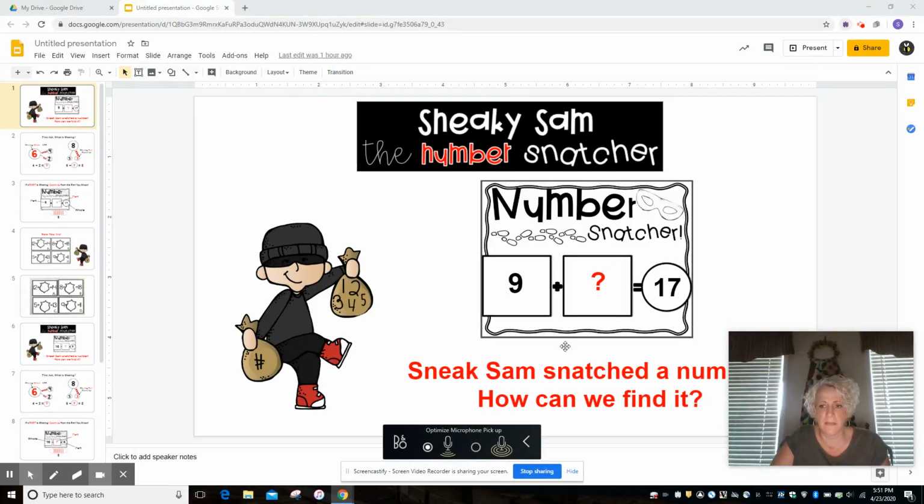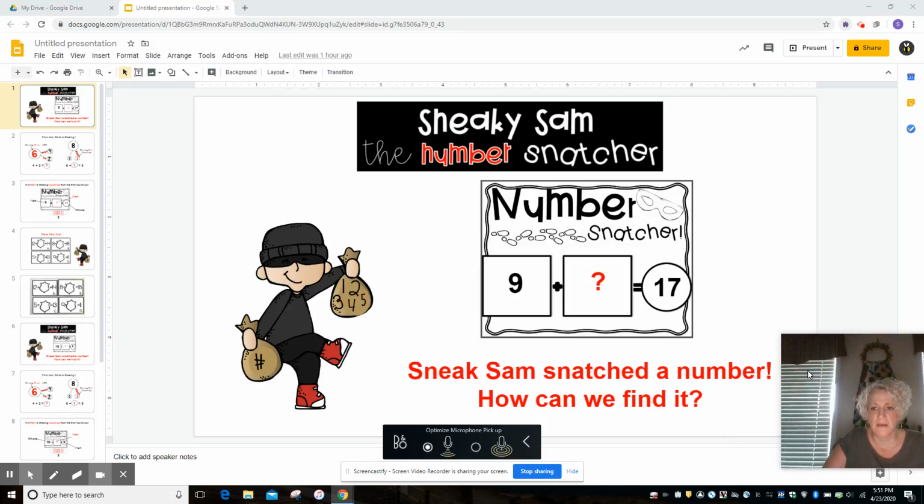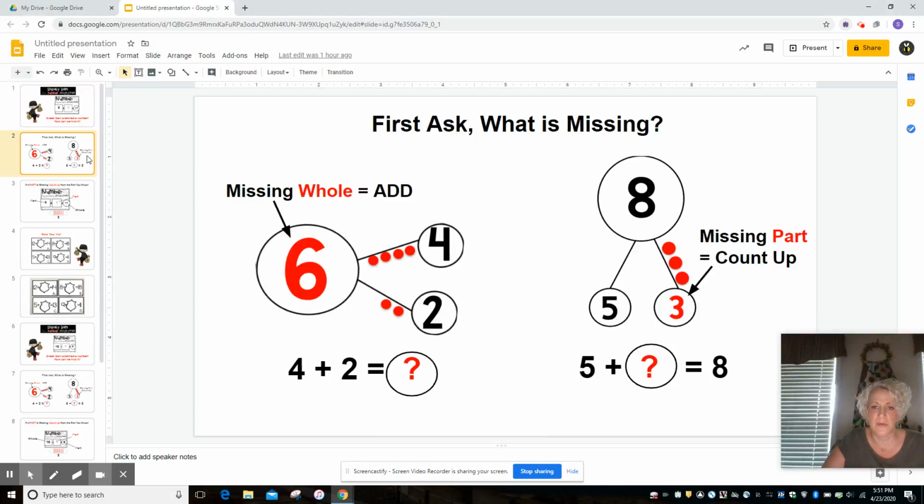So we are going to talk about missing numbers, something that we have done before. I wanted to remind you of some strategies that we've learned that work when we're trying to solve for a missing number. I have Sneaky Sam here. He's the number snatcher. He's snatched a number out of this problem: 9 plus something equals 17. We're going to talk about those strategies that we've learned. How can we figure out what the number is?